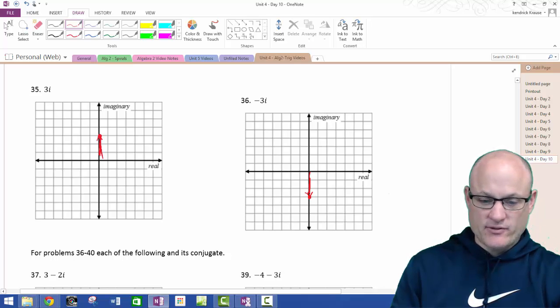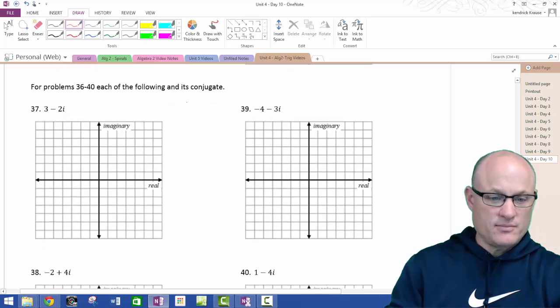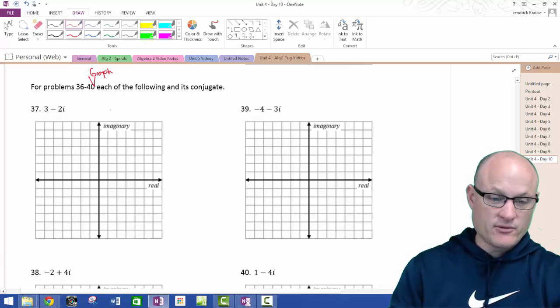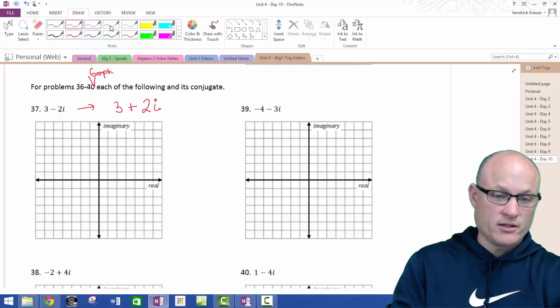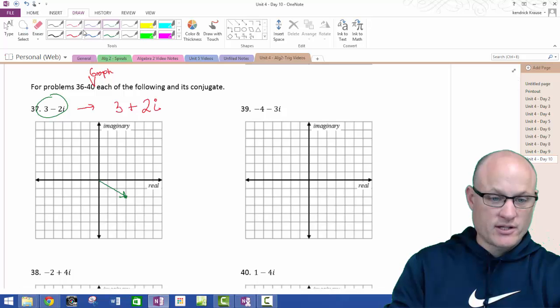All right, so on these I said graph each. No, I forgot the word graph. Graph each of the following as conjugate. So what we're going to do is we're going to create its conjugate over here. Its conjugate is just 3 plus 2i. So we'll do the regular in green. We'll do this one in green. 3 minus 2i. There's the original, and I'll do its conjugate in red, 3 plus 2i.